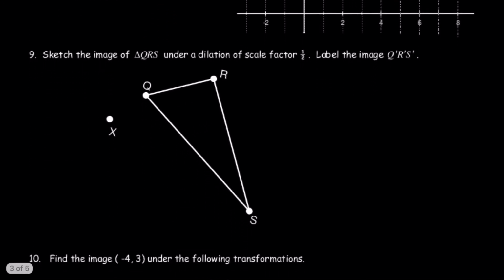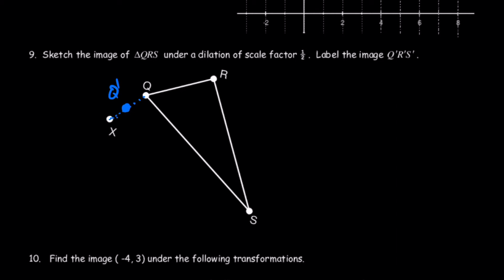Question 9 says, sketch the image of triangle QRS under a dilation of scale factor 1/2. Label the image Q prime, R prime, S prime. Since the scale factor is 1/2, my new triangle is going to be smaller. Here is the center of dilation. So what we do is we draw in a dashed line from the point of dilation to the vertex, and then since my scale factor is half, I have to go half the distance and label the new point. So approximately right there would be Q prime.